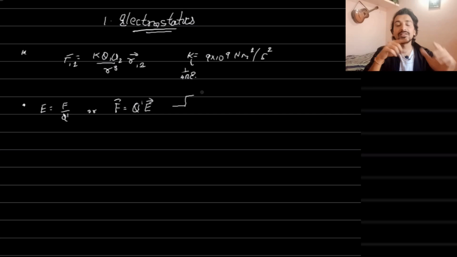And electric field is nothing but 1 by 4 pi epsilon naught Q by R square. In electric field you have just one charge involved, so you have Q by R square. And you have electric field for different shapes now. So what are the electric fields?